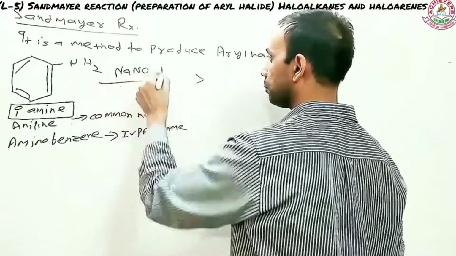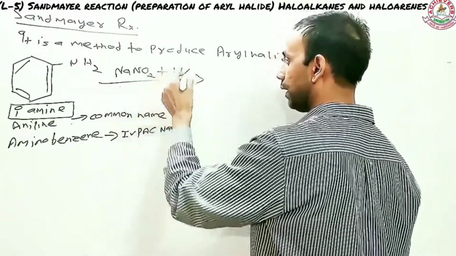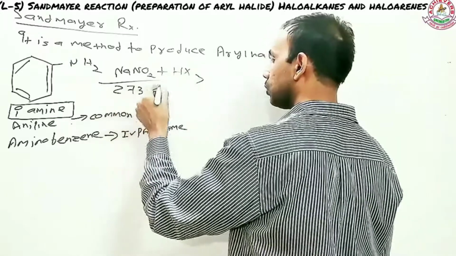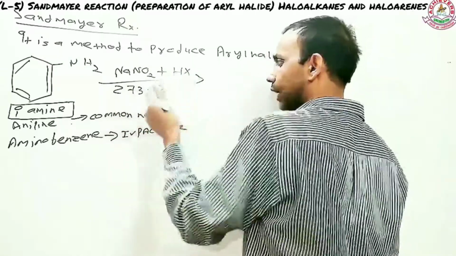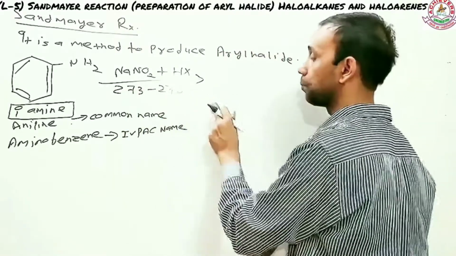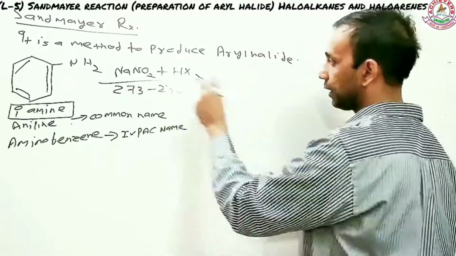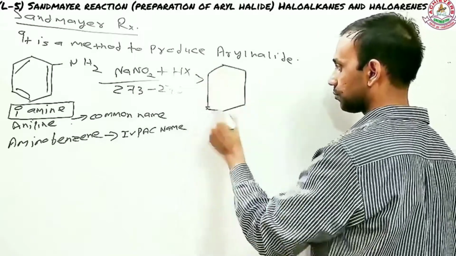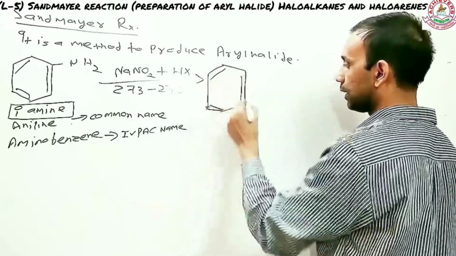This reaction is carried out in presence of sodium nitrite and a hydrogen halide. The temperature required is 273 to 278 K. This I don't feel is very, very important, but in order to prepare a reagent, temperature also plays an important role. So at this particular temperature, what happens? This aniline converts into a diazonium salt here.